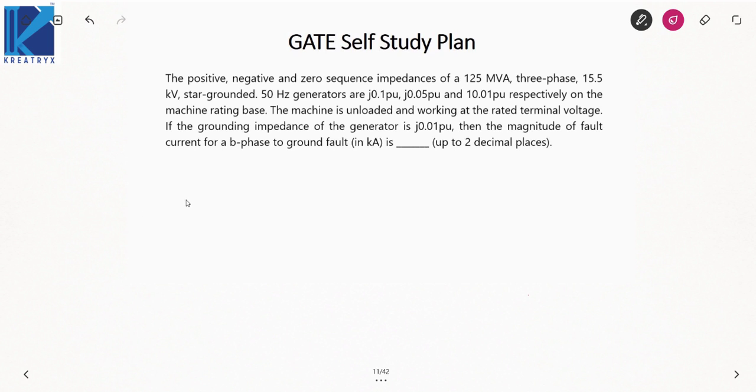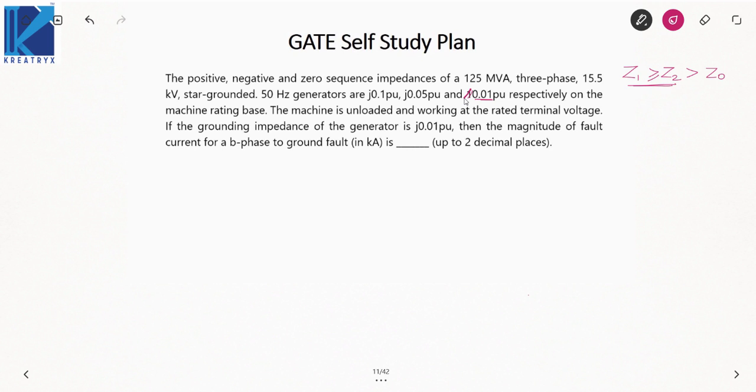The positive, negative and zero sequence impedances of a 125 MVA 3-phase 15.5 kV star connected 50 Hz generator are 0.1 pu, 0.05 pu and it should be 0.01 pu on the machine rating base. Because in a generator, always remember Z1 is greater than or equal to Z2 is greater than Z0. That is the relation between the three sequence impedances.